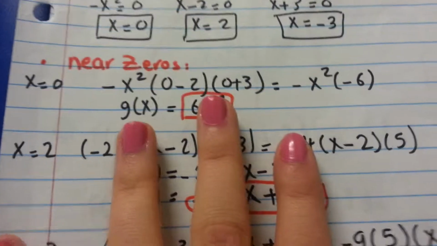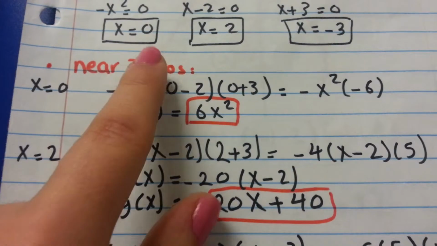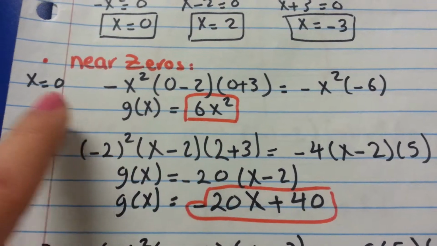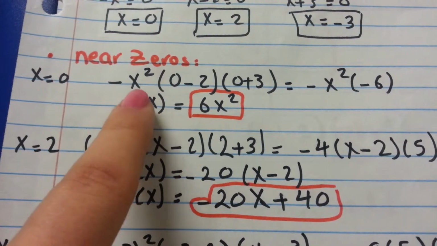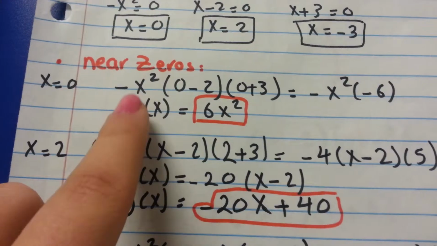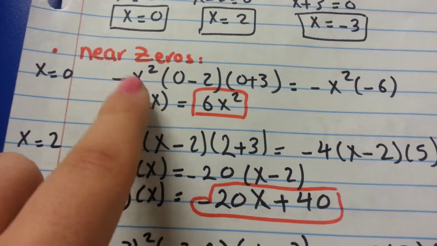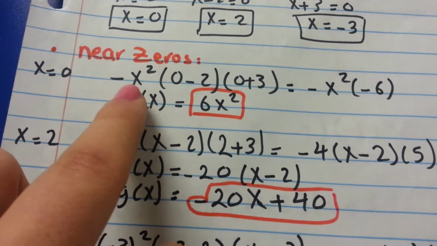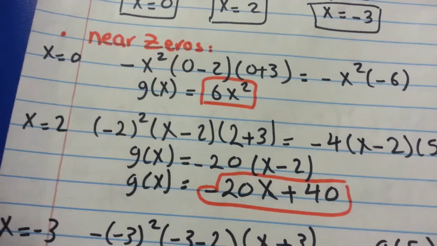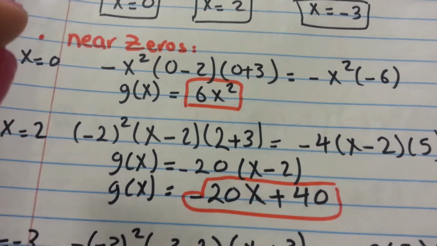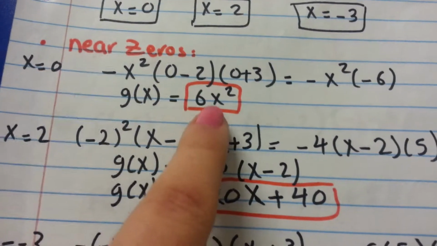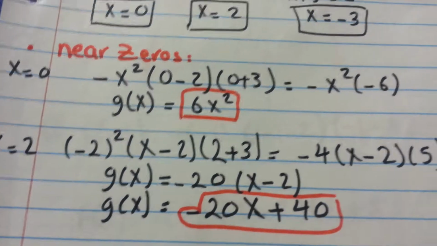Now, near the zeros, when we find the behavior near zeros, we take each point and put it in the equation. So I substitute the 0 into these two, but I did not substitute it in the first one because I don't want to get 0 from that one. If I put 0 instead of the x in negative x, I don't want 0. I want numbers to work with. So the final answer would be 6x to the second.